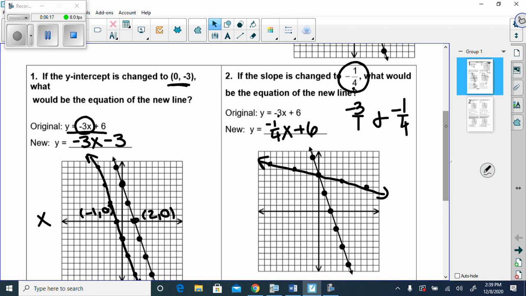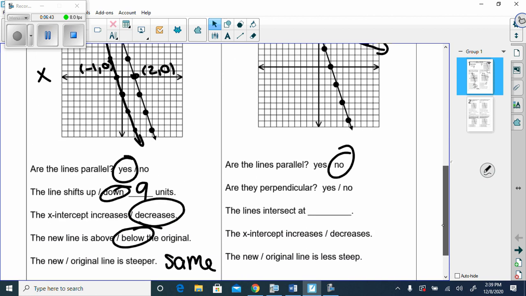Well, this one has a 3 and that one has a 4. The opposite of this would be positive 1 over 3. Oh, you're saying opposite is like flipped over? Yeah. So for them to be perpendicular, they have to be flipped and change the sign. And that didn't happen here because it's still negative and it has a 4 instead of a 3. Okay? So they're not perpendicular either.